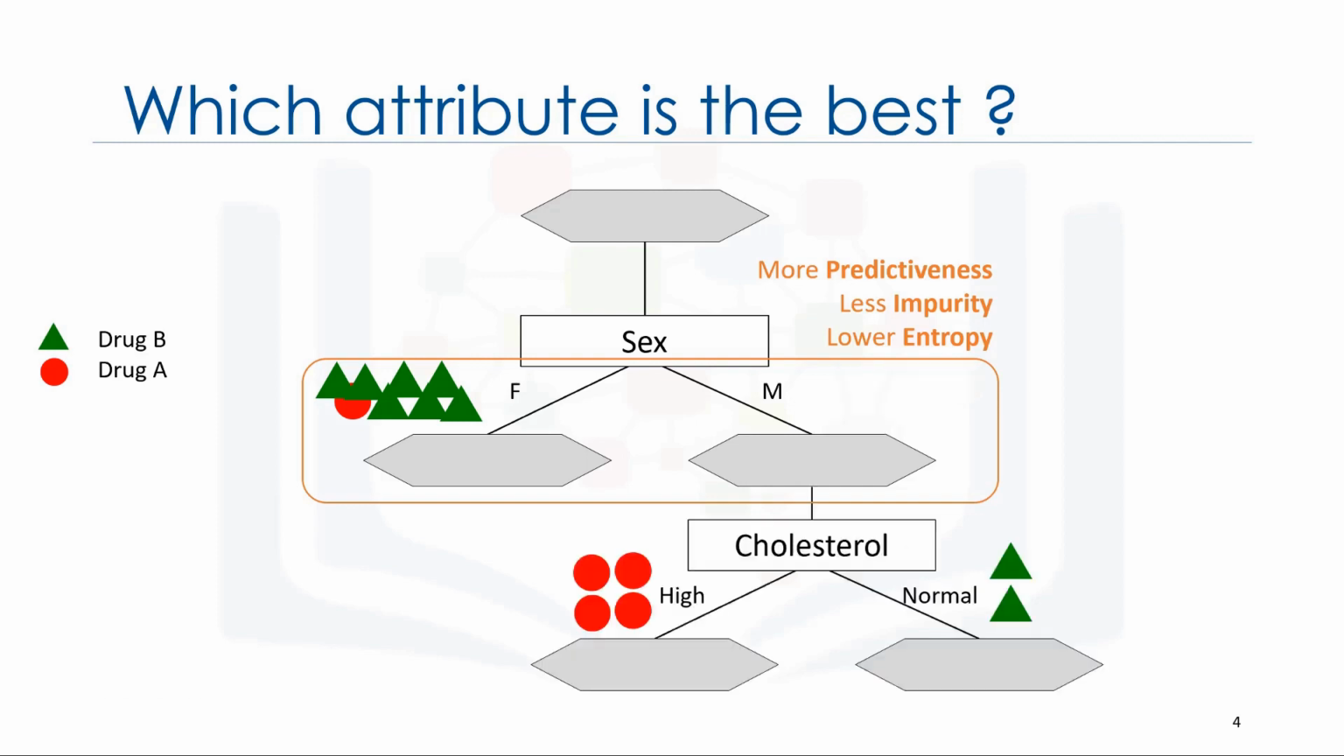For the male patient branch, we again test other attributes to split the subtree. We test cholesterol again here. As you can see, it results in even more pure leaves. So we can easily make a decision here. For example, if a patient is male and his cholesterol is high, we can certainly prescribe drug A. But if it is normal, we can prescribe drug B with high confidence.